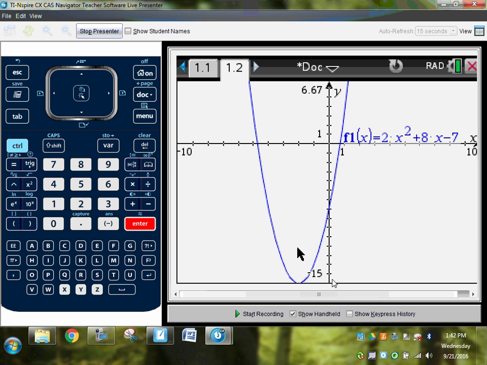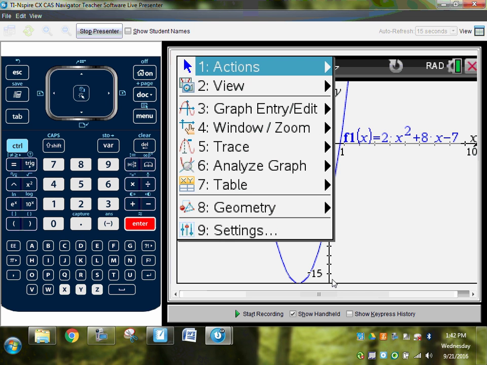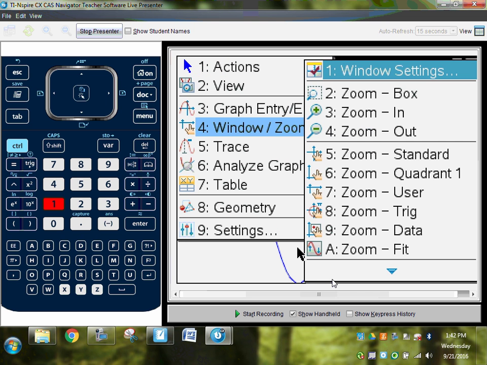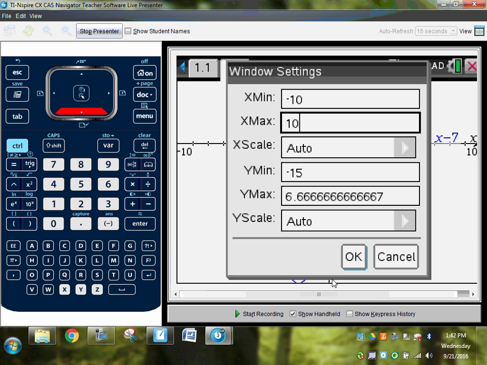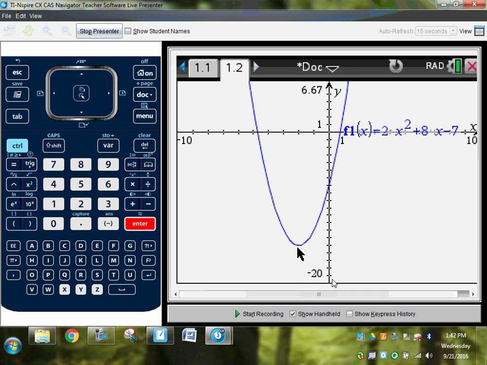So go back into the window settings so we can actually see it. Let's change our Y minimum, instead of negative 15, let's make it like negative 20. So that was a really good guess. So go in and hit OK. Now we can see the minimum on that graph.